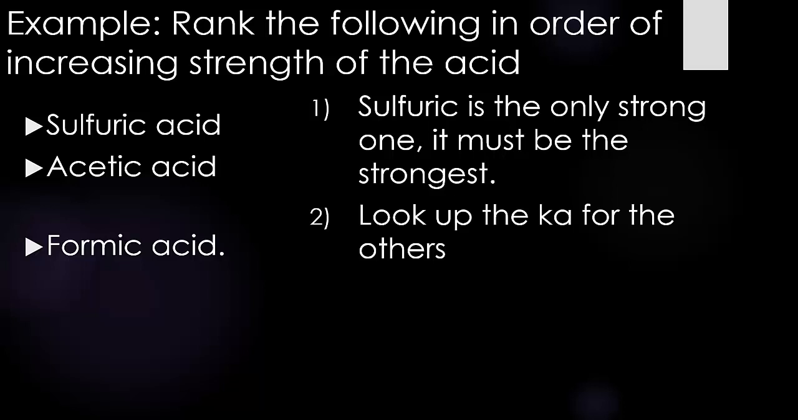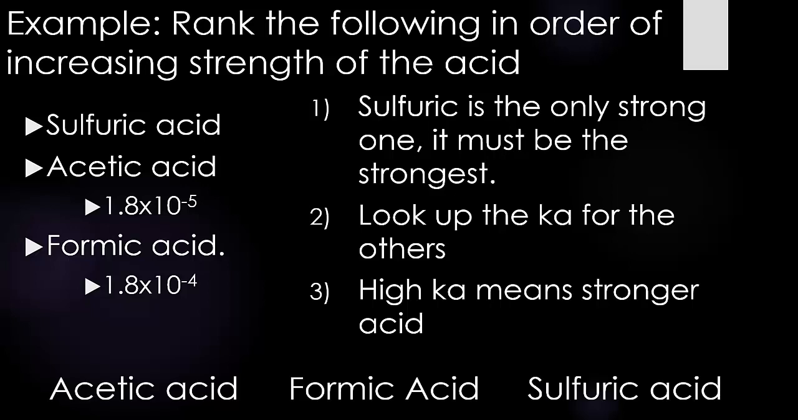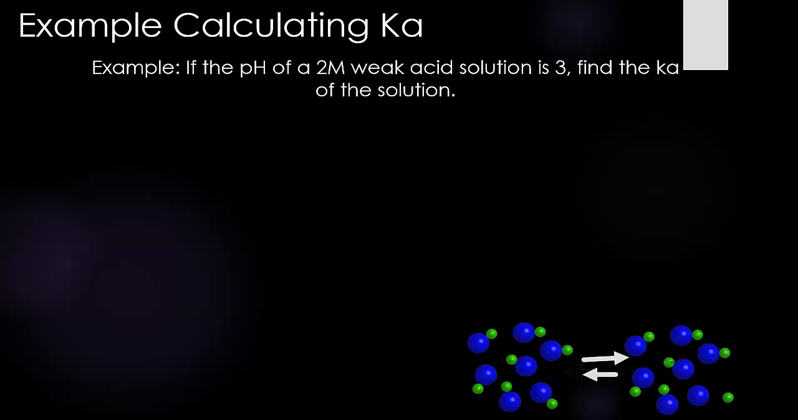We skip to the back of the book or your favorite online table and look up both the Ka values. From here, the weakest will be the one with the lowest Ka, or acetic acid. So we can rank them in order of increasing strength, being acetic, then formic, then sulfuric acid. The exact same principle is true for bases, so we will skip doing an example.